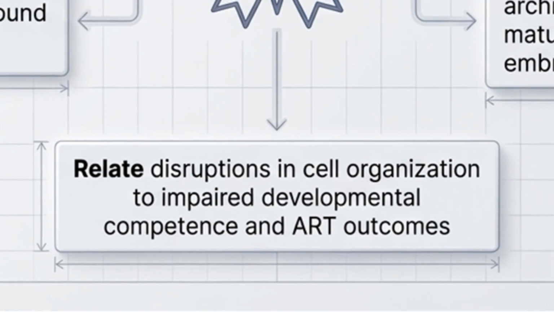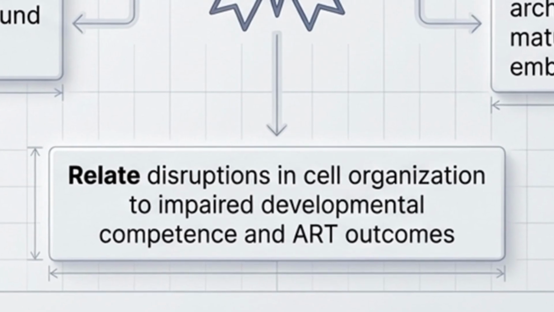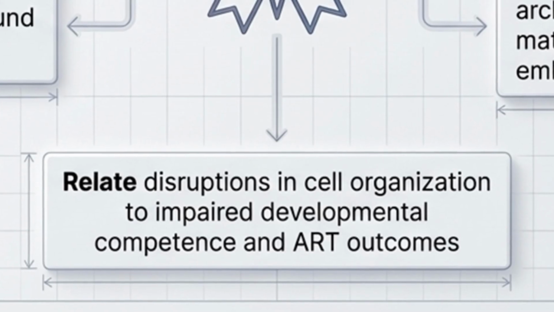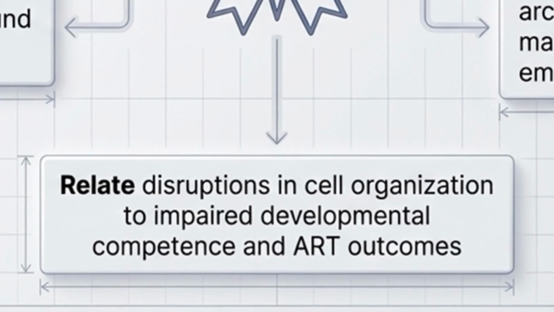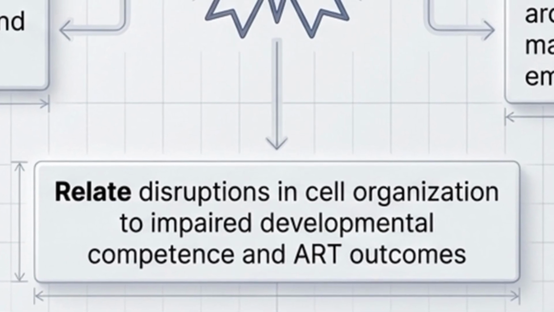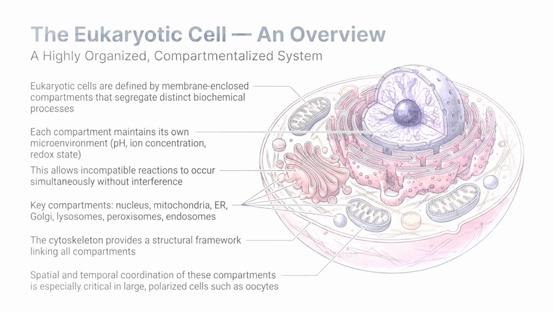And the fifth objective asks you to relate disruptions in cell organization to impaired developmental competence and assisted reproductive technology outcomes. This is the integrative, analytical level, the level at which European Society of Human Reproduction and Embryology certification questions are pitched. Can you observe an embryological finding and reason back to its likely intracellular cause? By the end of this session, you should be able to do exactly that. With our objectives in place, let's begin building the foundation by examining the eukaryotic cell as a system.